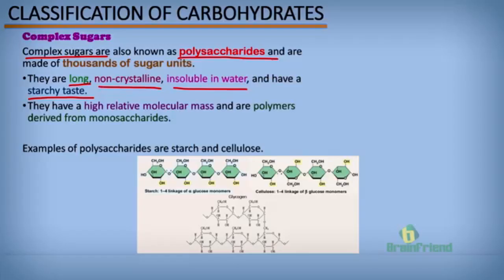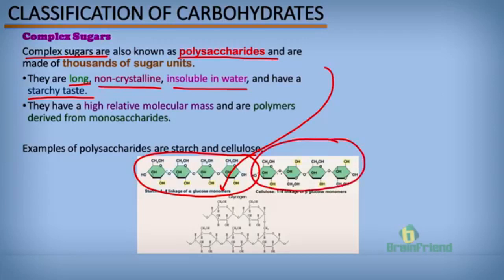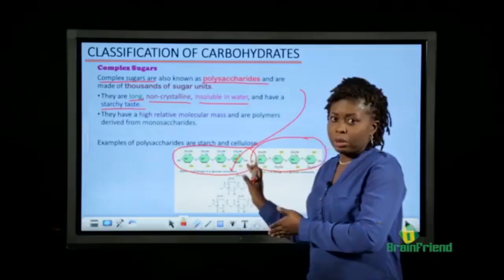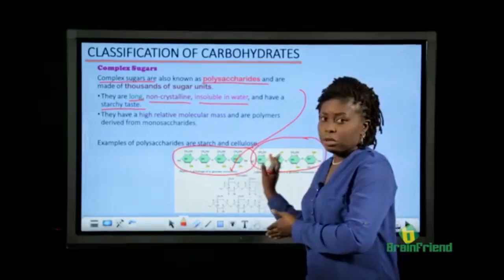For example, we have starch here. As you can see, starch is made up of several units of sugar. Cellulose here, the same. These are just fractions of these sugars. They are actually longer than this, but just to represent them here on the board, we just have fractions of them.